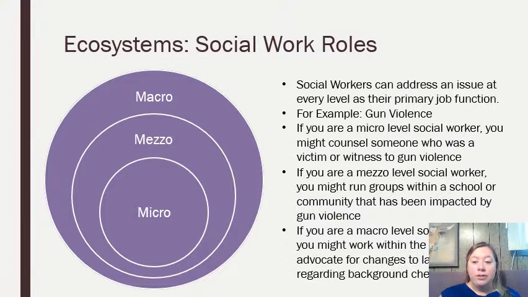If you're a meso level social worker, you might run groups within a school or community that's been impacted by gun violence. And if you're a macro level social worker, you might work within the government to advocate for changes to the laws regarding gun control or background checks. So I hope that makes sense.